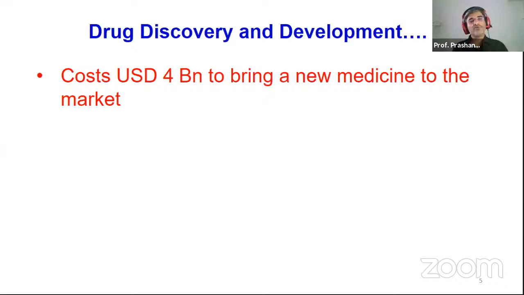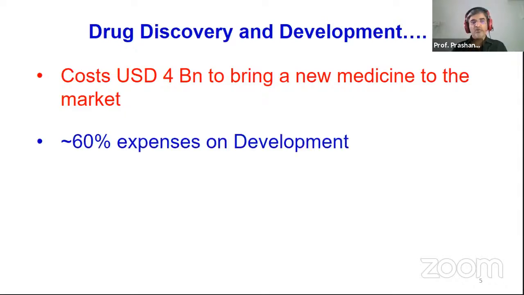So this whole process of bringing a new medicine to the market, according to the latest figures, takes around 4 billion US dollars. Now that's a huge amount of money. 4 billion US dollars, I don't know, could be anywhere between a few thousand crores, more than 7 into 4, 28, maybe 28,000 crores or something, depending on whatever the US dollar rate is. So you can imagine such a huge amount of money goes into drug discovery and development.